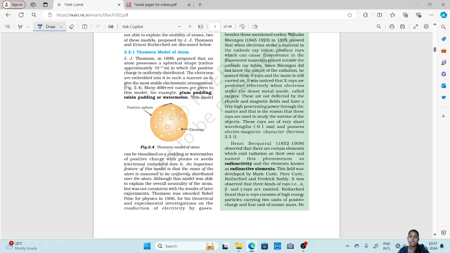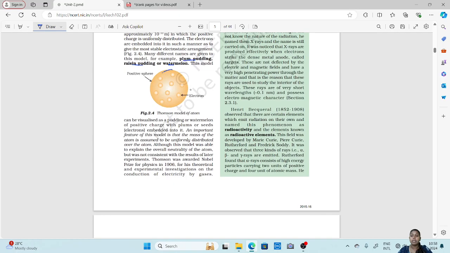Now many different names are given to this model, where the entire positively charged sphere contains small electrons embedded or present inside it. For example, plum pudding, raisin pudding or watermelon. Now, this is kind of a watermelon, right, where the entire red part is considered as positively charged and the black seeds were considered to be electrons. Hence, they were named watermelon. This model can be visualized as a pudding or watermelon of positive charge with plums or seeds, that is electrons. As I said, the red part of the watermelon was considered to be the positively charged sphere, and the seeds of the watermelon are considered as electrons.